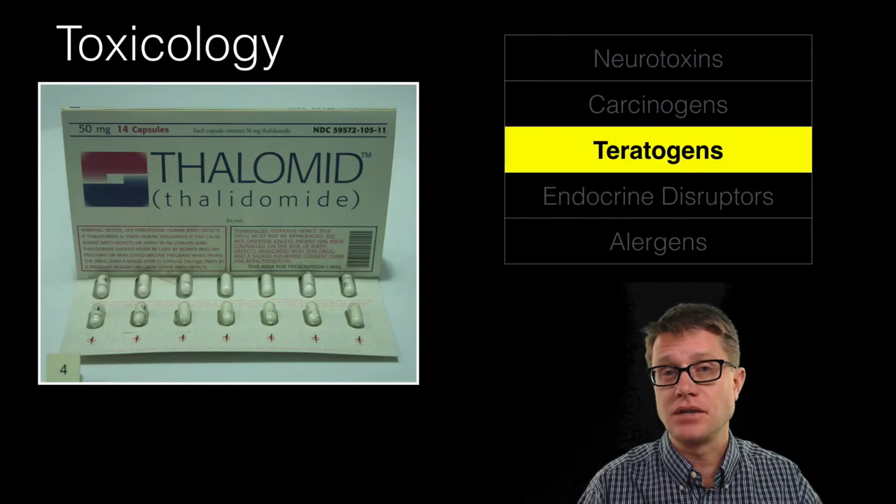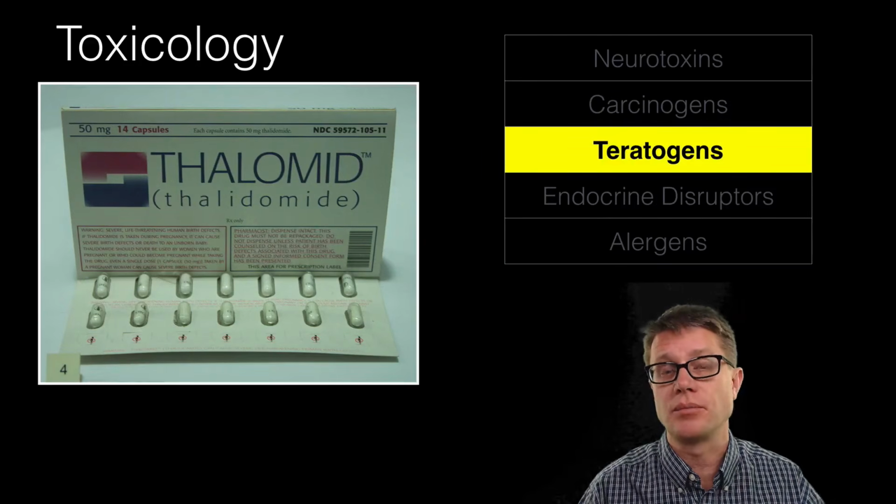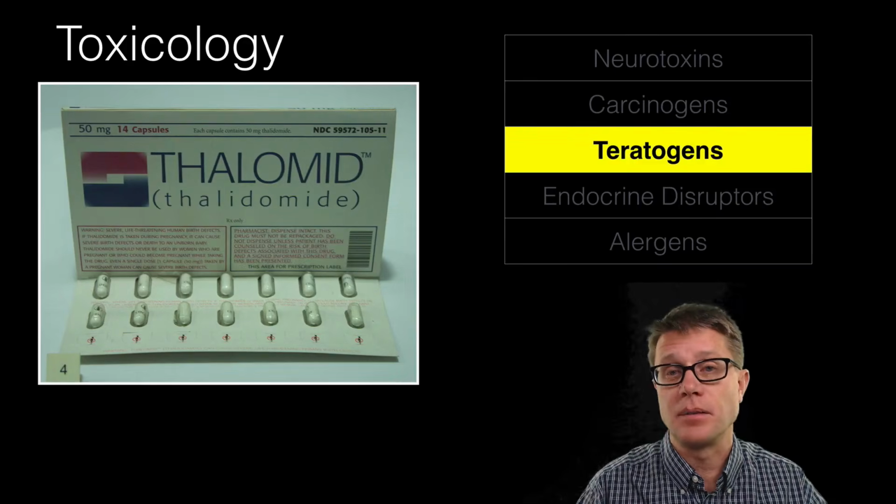We also have teratogens. These are going to be chemicals that affect us before we're born. And so a famous example is thalidomide.